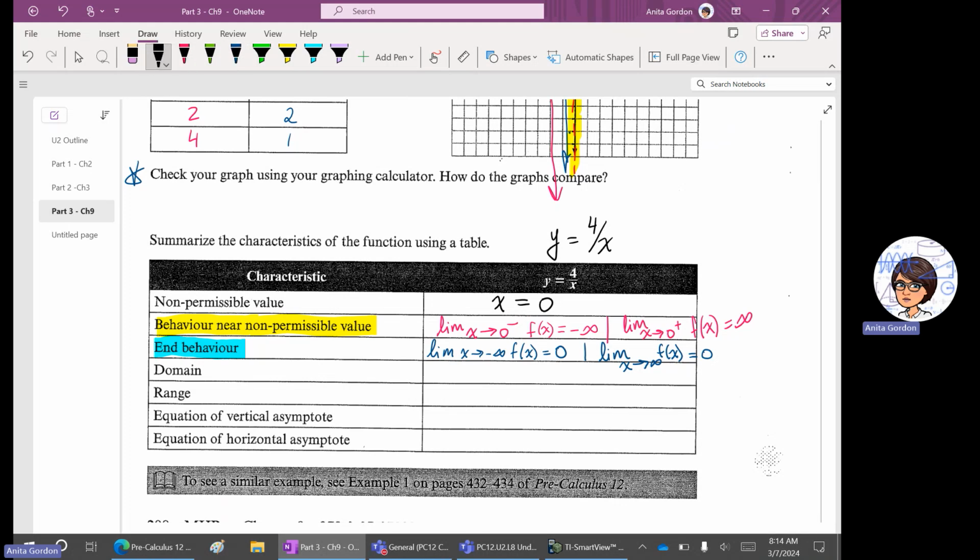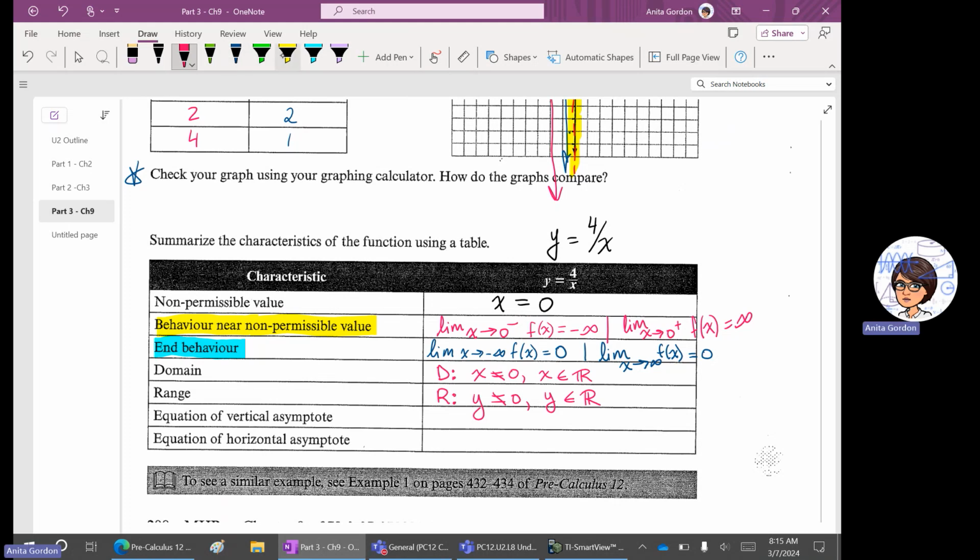What is the domain of my graph? Well, I only have one non-permissible value, and that x cannot be 0. So my domain here is just that. x cannot be 0, but x can be any other real number. What is the range of my function? Same thing. I'm going up forever and down forever, but I cannot cross one specific line. So y cannot be 0, but any other real number is fine.